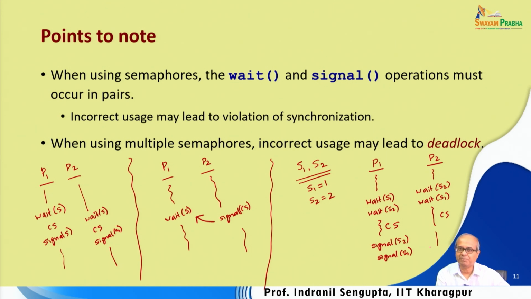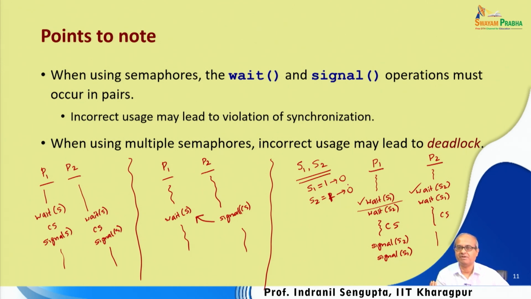Here you see it can so happen that the process P1 executes this wait S1. So, the value of S1 becomes 0. Here there is a context switch. Now, P2 starts executing. So, P2 will be executing wait S2. Well, S2 is 1, so S2 will also become 0. Now, both S1 and S2 are 0.